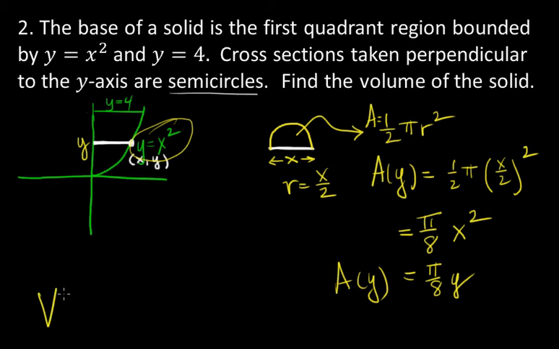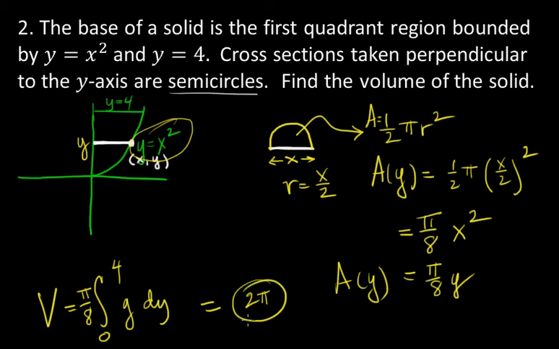So now I have my volume. The volume will be the integral from y equals 0 to 4 of A of y, which is pi over 8. I'll pull the constant to the left, y dy. And that is, well, you can evaluate that. Integrate and evaluate. I got 2 pi, but I did it quickly, so you see if you get the same thing.